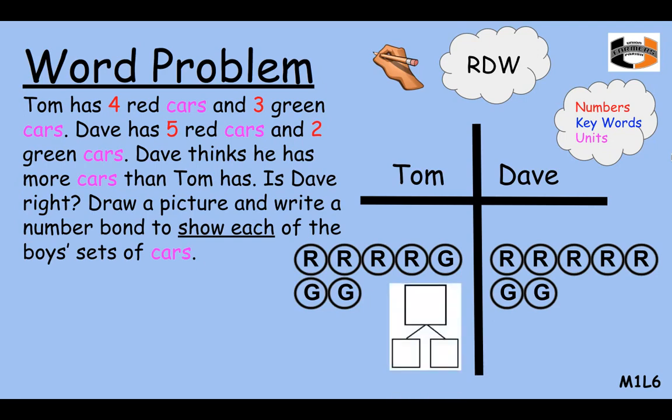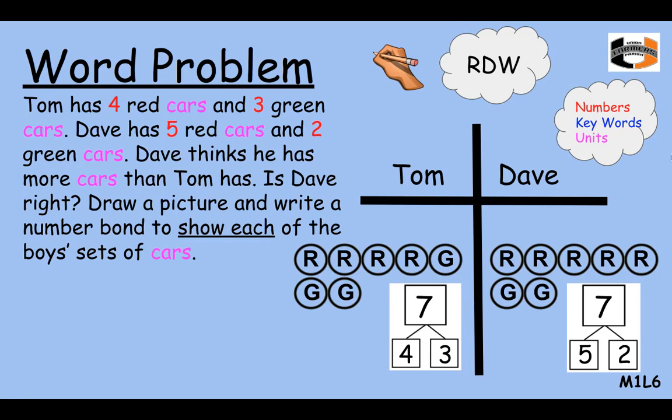And to show it even further, we're going to show number bonds. Both of them have 7 cars. They have 7 cars each. And here are the parts. Tom has 4 red cars and 3 green cars. Dave has 5 red cars and 2 green cars. So even though they have different amounts of the colors, they still equal 7.